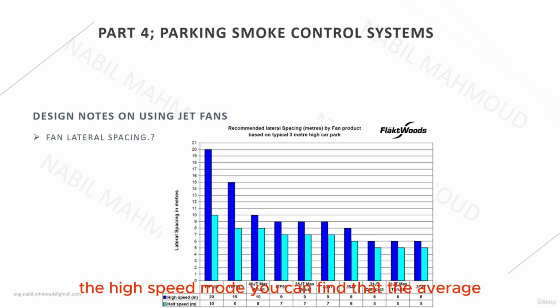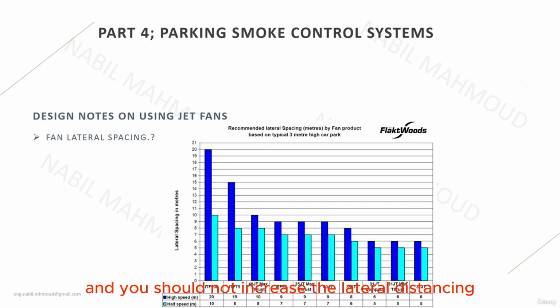In the high speed mode, you can find that the average lateral distancing of the fan starts from 5 meter and reaches up to 20 meter, while in the normal mode you will find it starting from 5 meter up to 10 meter. It can vary slightly from supplier to supplier or manufacturer to manufacturer, but from this you can get a sense of the average value that is available for the majority of the commercial models of the fan. But the reference for this should be the supplier's manufacturer catalog.